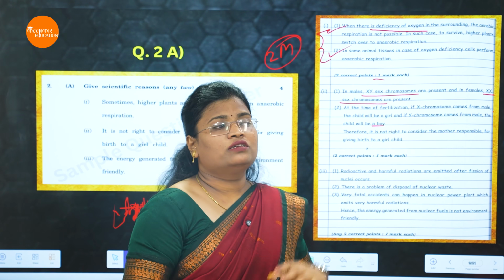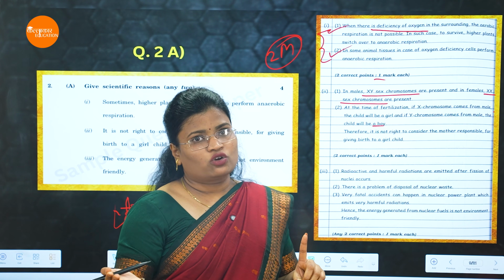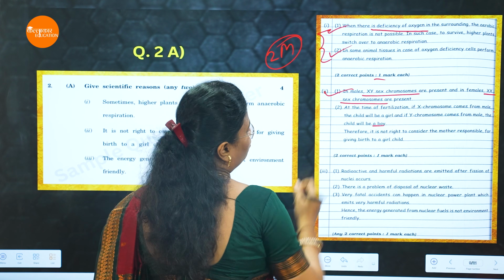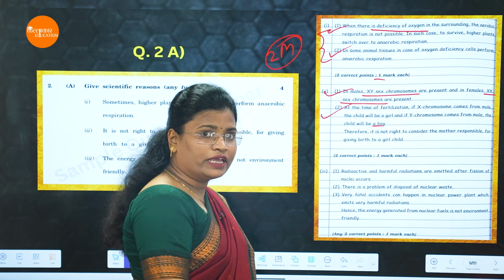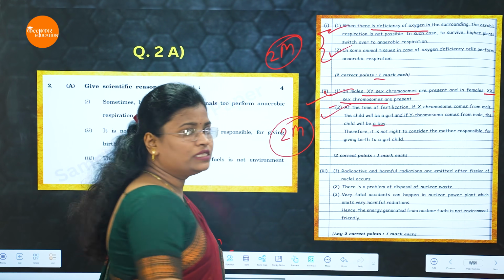But if the male is sending the Y chromosome and the female has the X chromosome, so X and Y, the child will be a boy. So for this you will get 1 mark and for this you will get 1 mark. So a total of 2 marks will be given to this answer.